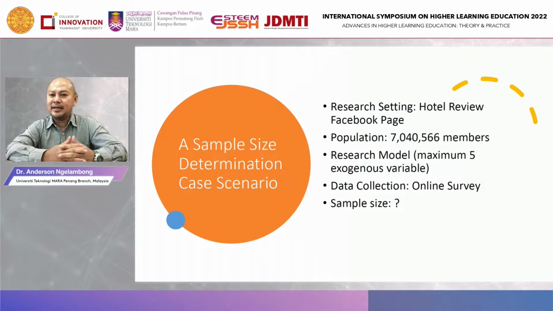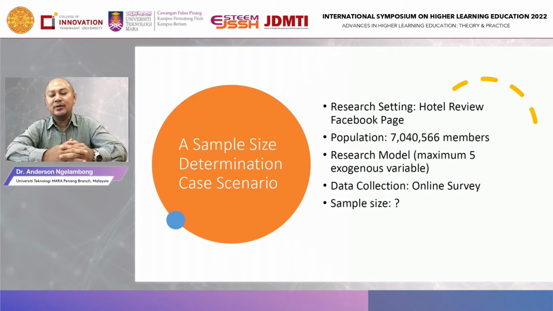In SEM, or structural equation modeling, we call these variables exogenous and endogenous. Exogenous is similar to independent variables, but normally they are just referred to as exogenous. For this example, I stated that the maximum is 5 variables going towards 1 dependent variable. Also, the data collection has a significant influence on your choice of sample size. Data collection in this case is an online survey.